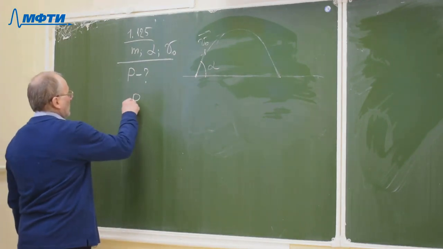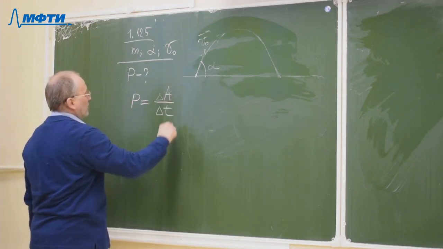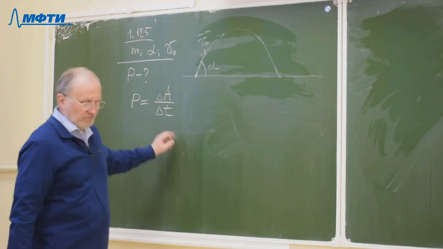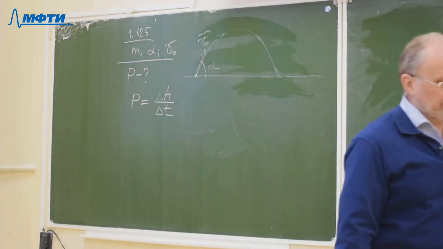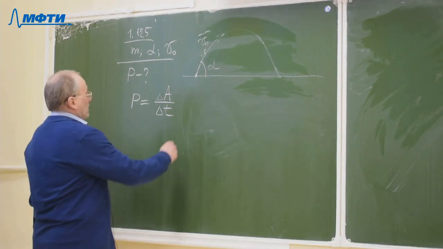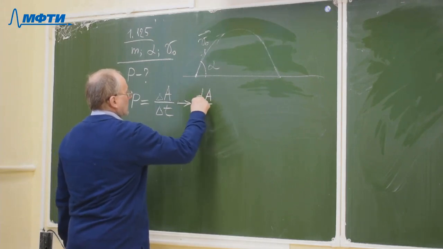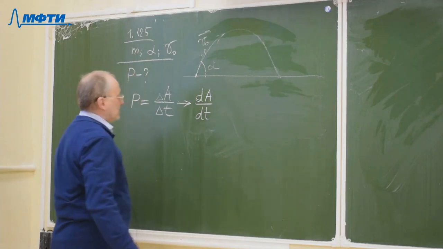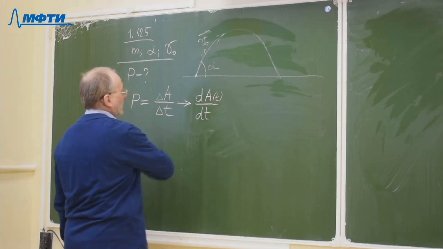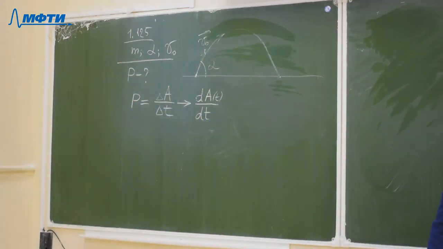So power, by definition, is the rate of work performance. How much work is performed in the unit time interval. That's just the definition of power. So if we go to very small time intervals, we will have a derivative dA/dt. And the work performed is a function of time. So this is the definition of power. This is not a solution to the problem, it's just the definition.